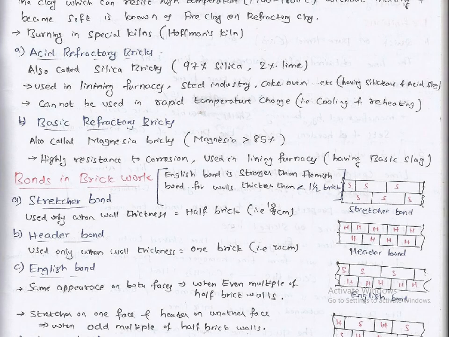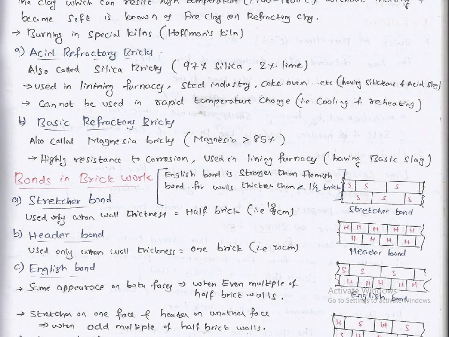Now comes acid refractory bricks, also called silica bricks, 97% silica, 2% lime, used in the steel industry, coke oven, etc., having siliceous and acid slag. They cannot be used where there is rapid temperature change, that is cooling and reheating. Basic refractory bricks, also called magnesia bricks: magnesia is greater than 85%, highly resistant to corrosion, used in lining furnaces having basic slag.